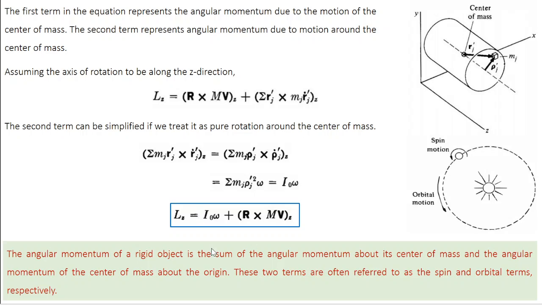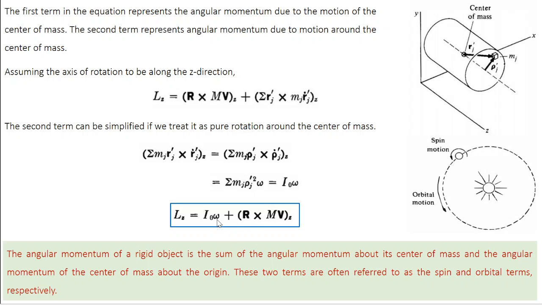So if you look at this equation, the first term is nothing but the angular momentum about the center of mass, and the second term is the angular momentum of the center of mass about the origin. So you can say the angular momentum of a rigid object is the sum of the angular momentum about its center of mass and the angular momentum of the center of mass about the origin. In general, these two terms are referred to as the spin term and the orbital term.